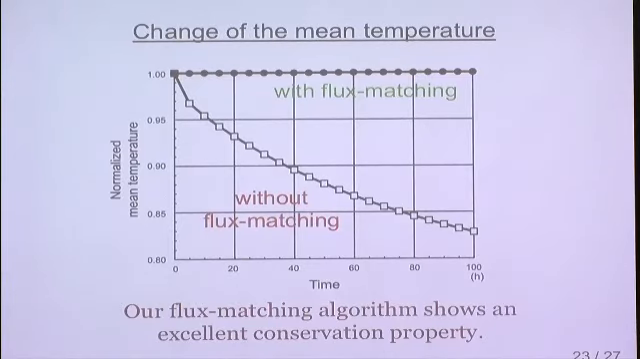To make it clear, this shows the time change of the mean temperature normalized by the initial state. It clearly shows that the mean temperature remains constant in the result with flux matching, whereas it decreases to less than 85% without flux matching.